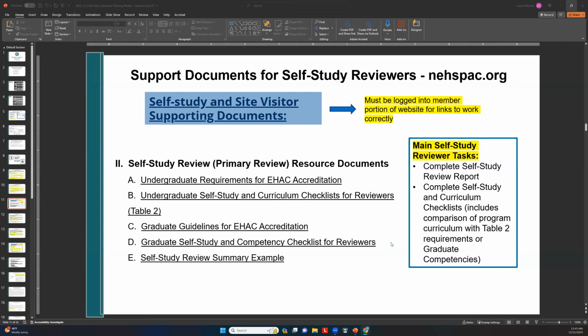So again, the main self-study reviewer task: complete your review report, which is what we just talked about. The self-study and curriculum checklist includes the two tabs, and those are the primary things that need to be done by December 31st.